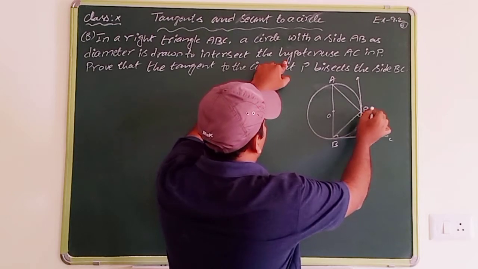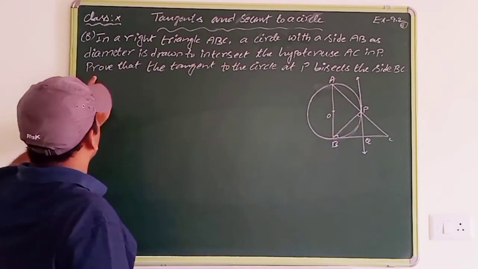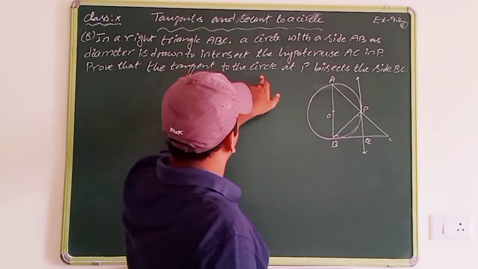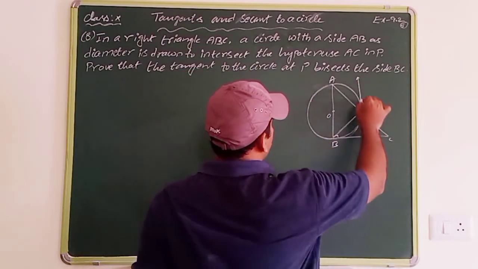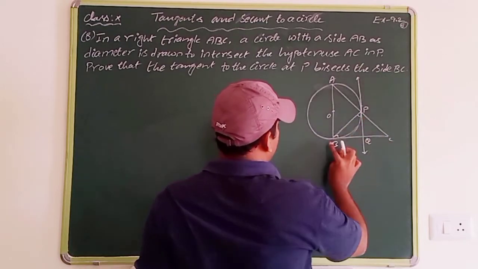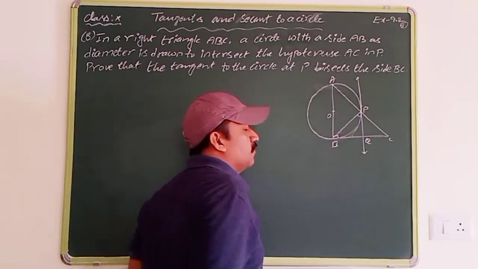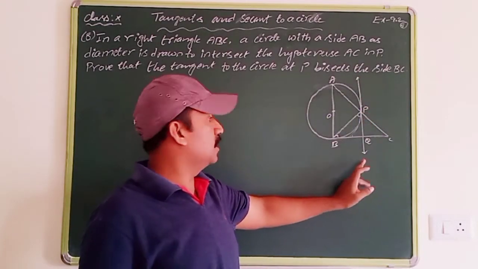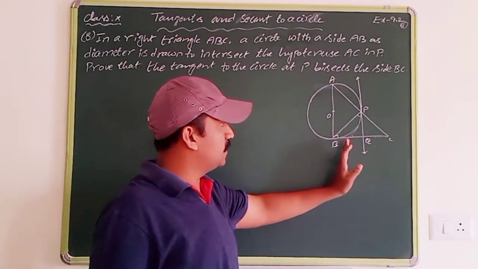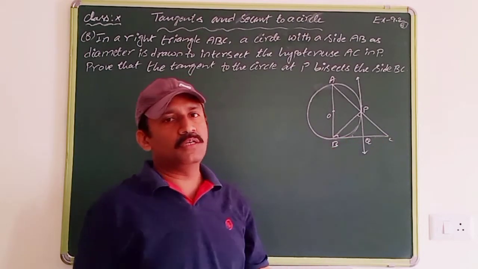at P. Okay. So prove that the tangent to the circle at P, this is the tangent, bisects the base. So it will be divided into two equal parts. So this is a tangent of a circle. This tangent of a circle will bisect BC, meaning we have to prove here BQ is equal to QC.